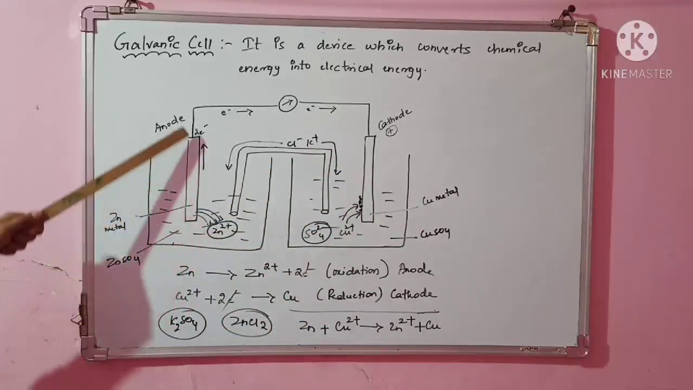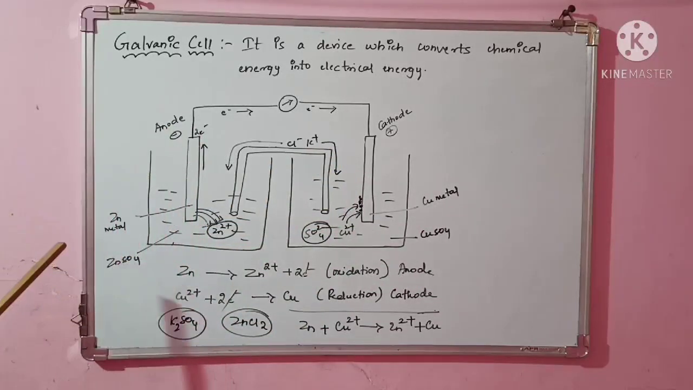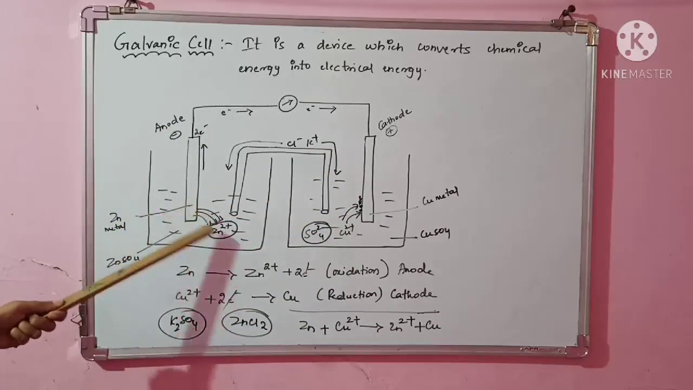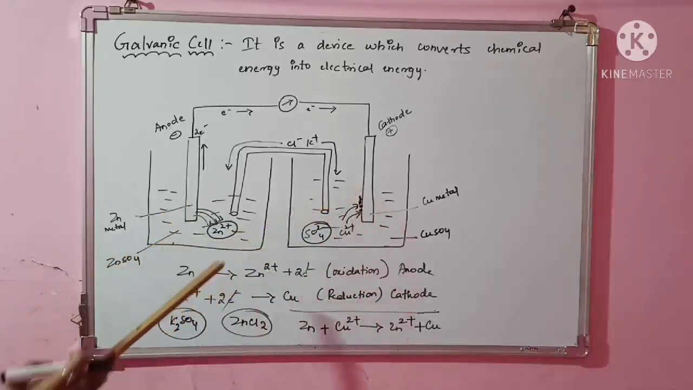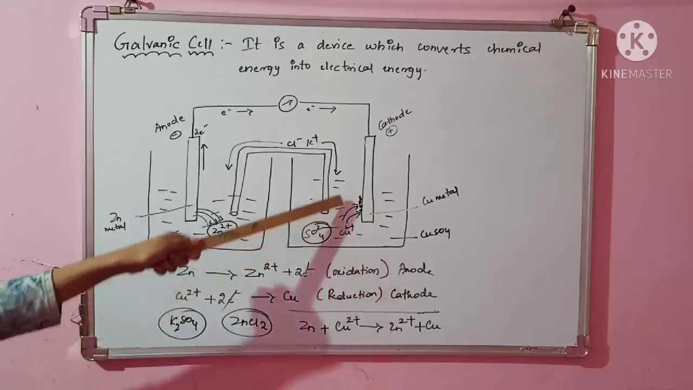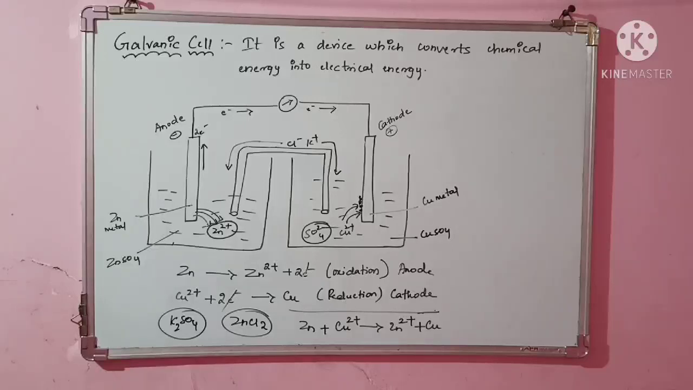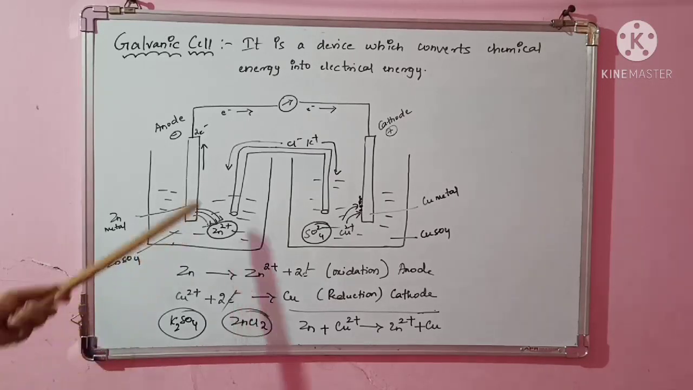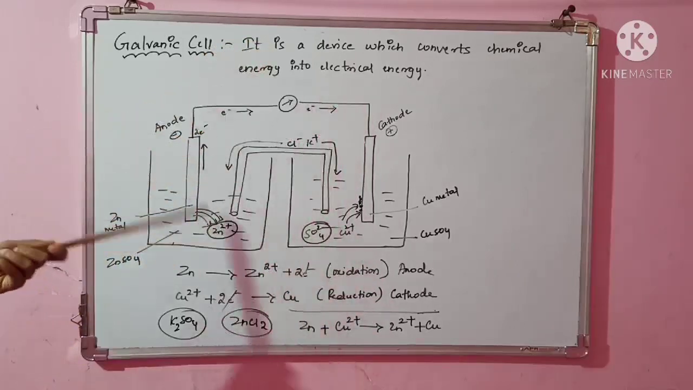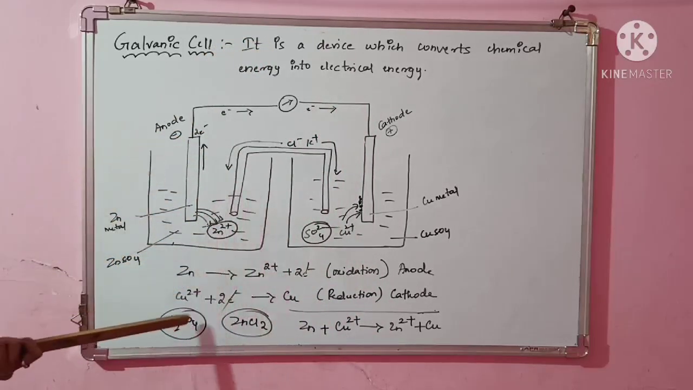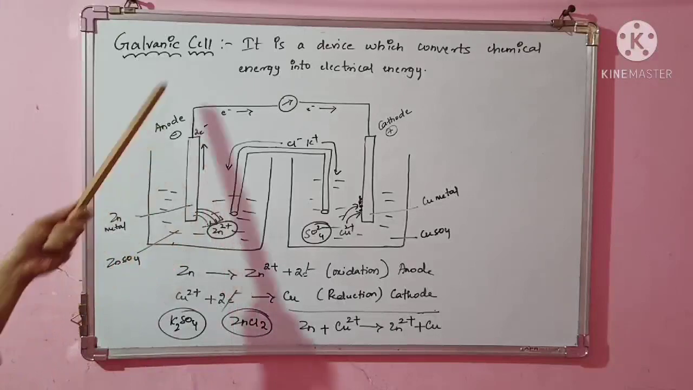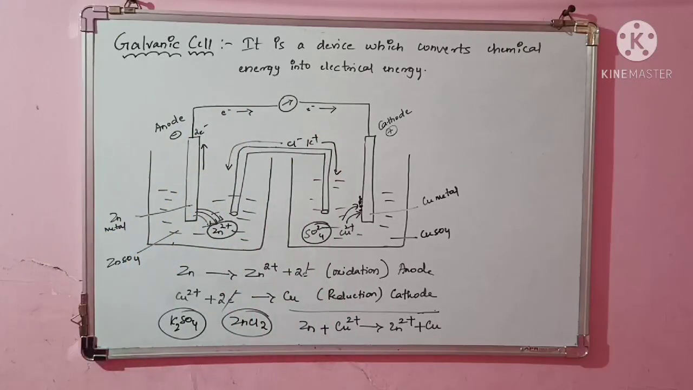That copper is deposited. So this electrode will get lighter and lighter, it becomes thin because the metal is getting dissolved here, whereas this copper electrode will become thick, because the metal is getting deposited there. So this is all about the galvanic cell, in which the device converts the chemical reaction into electrical energy. I hope you understood.